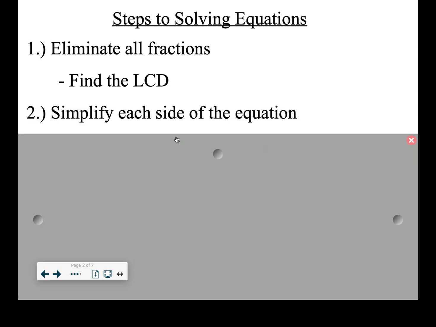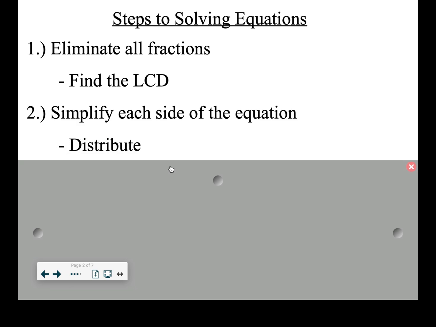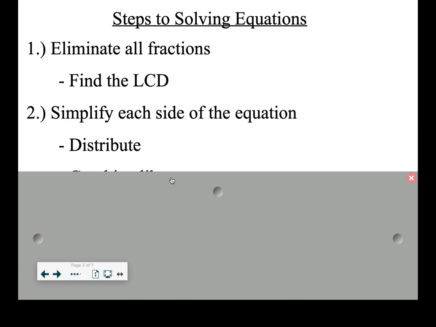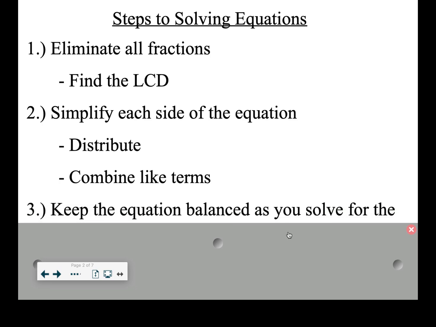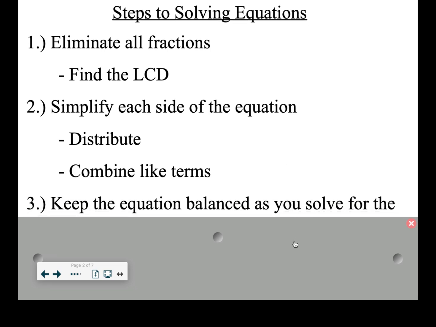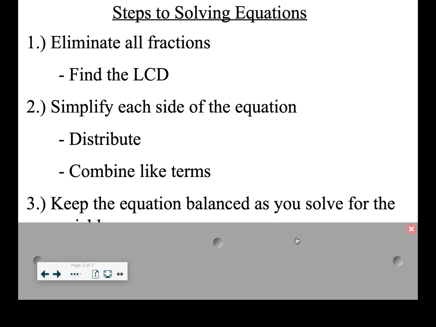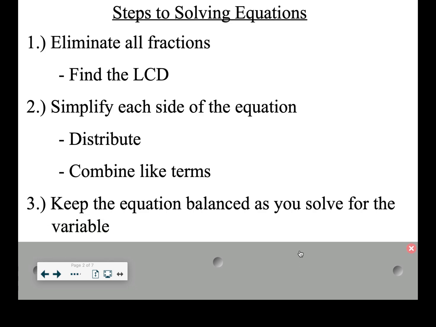Number two, we're going to simplify each side of the equation. Just like we were doing before, we're going to simplify each expression on each side of the equal sign. When I say simplify, what do I mean? I'm talking about doing any distributing that you have to do, and combining any like terms to clean things up a little bit. And then once you've done all the simplifying, you're going to keep the equation balanced as you start to solve for whatever variable is in the problem.